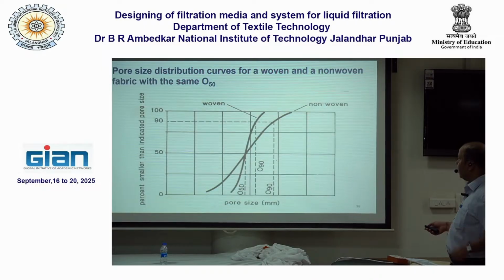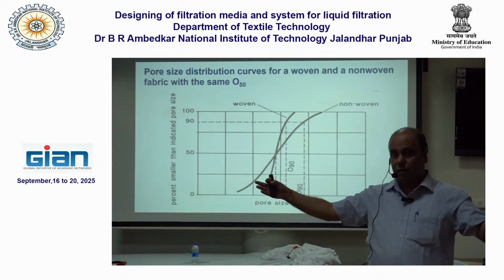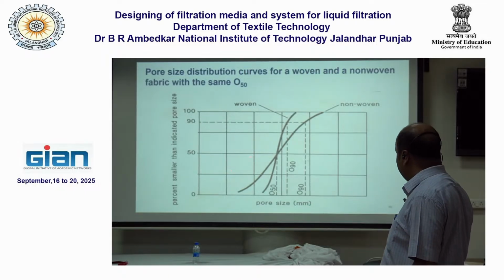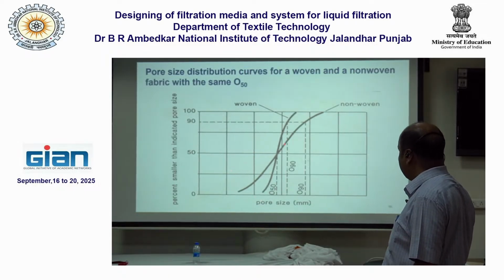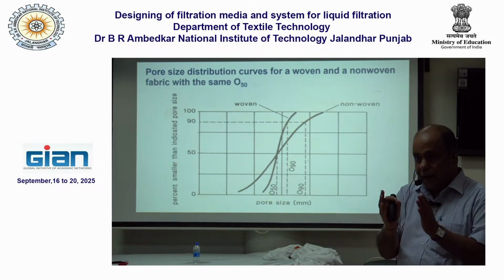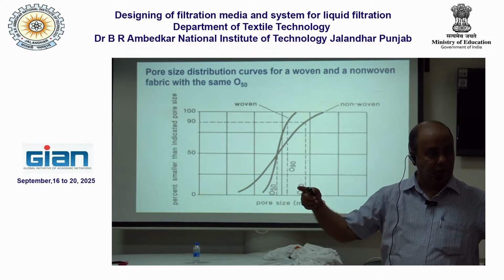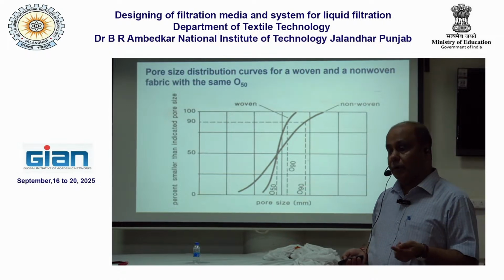Now next to it, if you compare the pores of woven fabric and non-woven fabric, non-woven fabric pores will be broader, and the pore size distribution will be broader, but woven fabric pores will be narrower. If you see, it is sharp. So woven fabric pores will be narrower, within a range, and the non-woven fabric pores will be very wide, because that also has some practical implication.